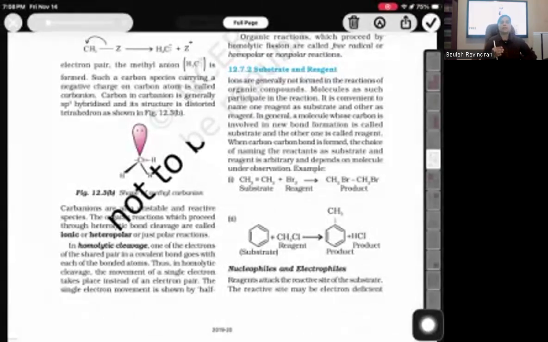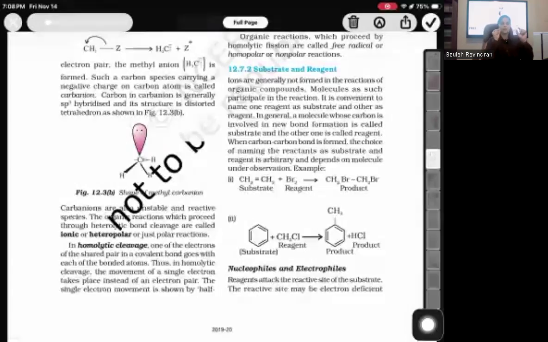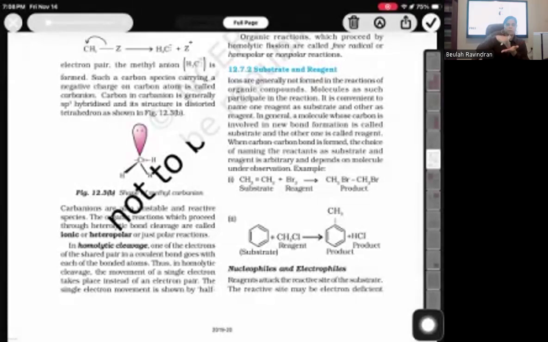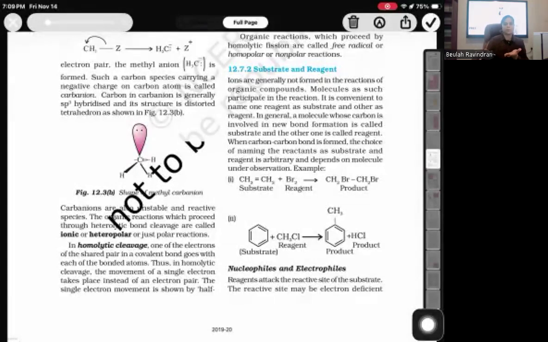Actually, in inorganic compounds, you may have ions, right? Ions are not formed in an organic compound. So we usually name that particular thing as a reagent, and the total reactants are substrate and reagent. Substrate is the compound where the new bond formation is formed by the reagent. New bond formation means covalent bond, right?